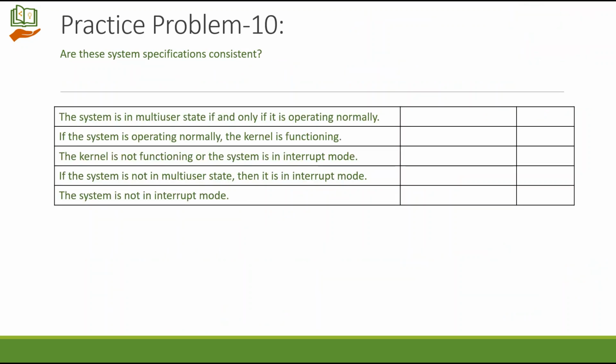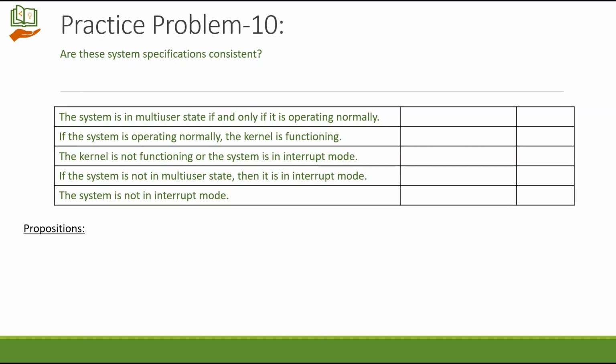Now the final problem. Are these system specifications consistent? During the explanation, I just told you how to find whether it's consistent or not. Now this is the working problem. What are the propositions that you can take from these specifications? Let me first read all those specifications.